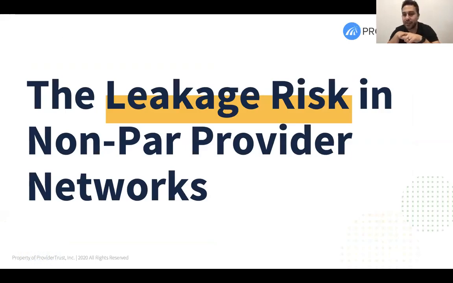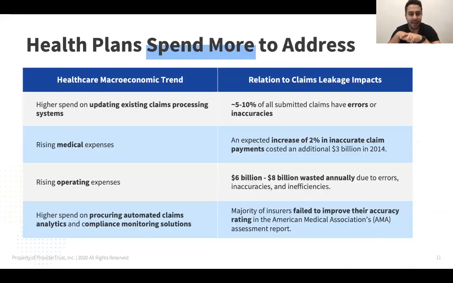The macroeconomic trends on the left are simply just, they're known, right? Higher spend on updating existing claims processing systems, rising medical expenses, rising operating expenses, and the higher spend on procuring automated claims analytics and compliance monitoring solutions. And the relations to claims leakage impacts are on the right.